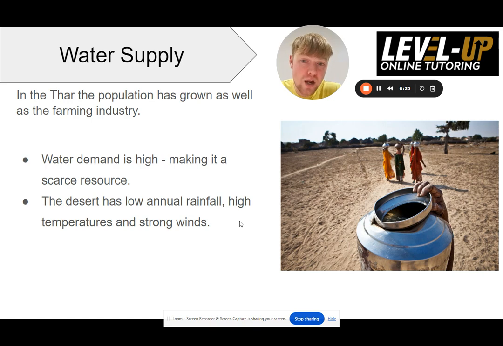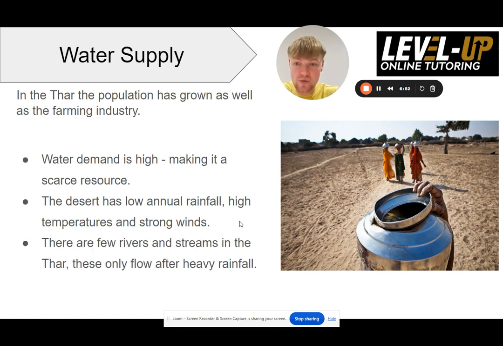The desert has low annual rainfall, below 250 millimetres. Remember, that's a key piece of information. High temperatures and strong winds. Evaporation rates are very, very high. Any rain that falls does not stay on the ground for a very long period of time. So we've got the challenge of not only storing and retaining water, but also obtaining it in the first place when the rains do happen.